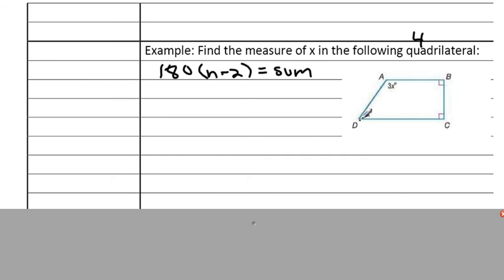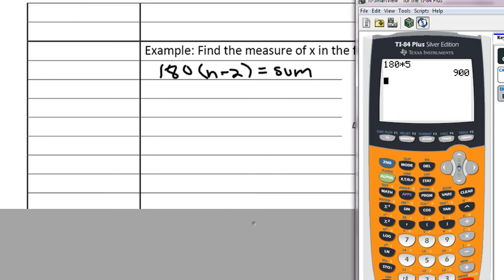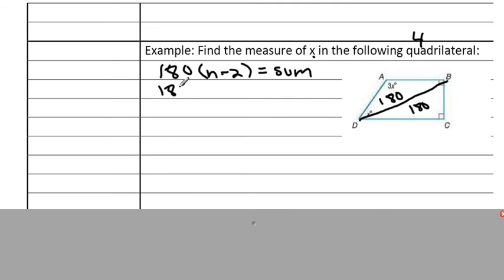Or we can just divide this into triangles. And we have one triangle, which is 180 degrees, and we have 2 triangles, which is 180 degrees. So 180 2 times is 360. And we'll get the same thing if we do 180 times n minus 2, where n is 4. So 180 times 2 is 360. So either way, we know that this polygon has 360 degrees in it.